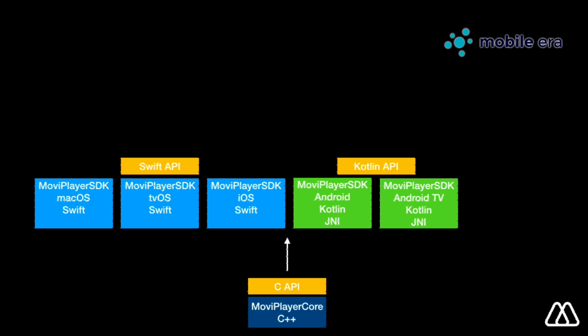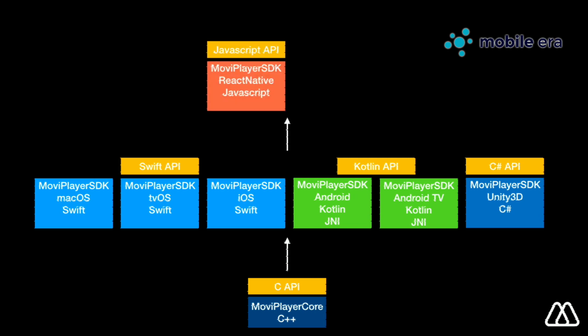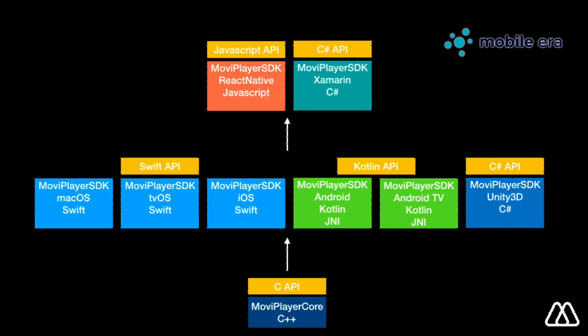And then we began thinking, well, there are other ways people are developing their apps than pure native. So we added this component, Movi Player SDK for Unity 3D, on top of our C++ stack. Also, it's really easy to create wrappers for other cross-platform frameworks on top of native SDKs. So the next thing we did was put a React Native wrapper on top of our native SDKs with a JavaScript API. And in the future, we should be able to do the same for Xamarin or any other kind of cross-platform framework.